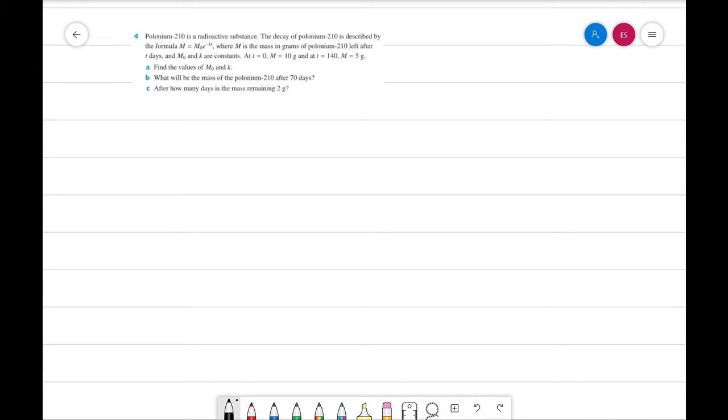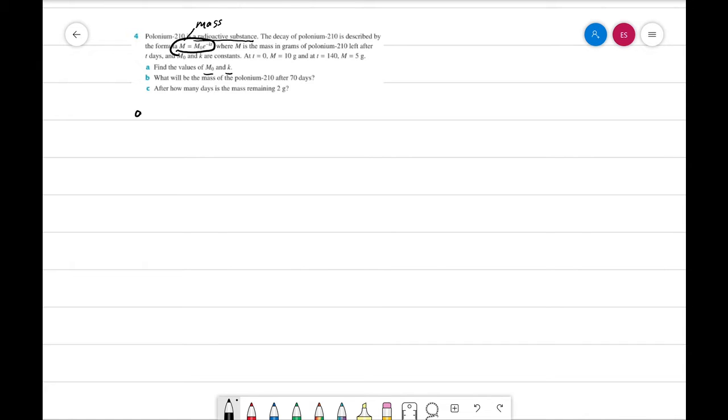Alrighty, so part A, we need to find the values of the two unknowns here, M0 and K. Now I've got some radioactive substance that is decaying, so it's getting smaller and smaller in size, and the relationship for this decay is given by this here. So the mass of the radioactive substance is given by capital M, and it's decreasing at this rate here, e to the minus kt. Alright, so let's find M0 and K.